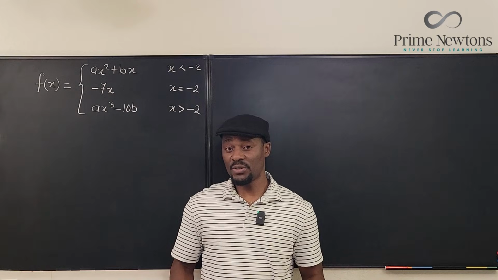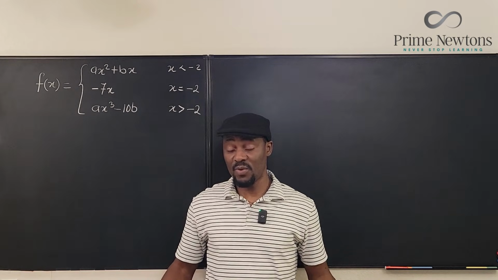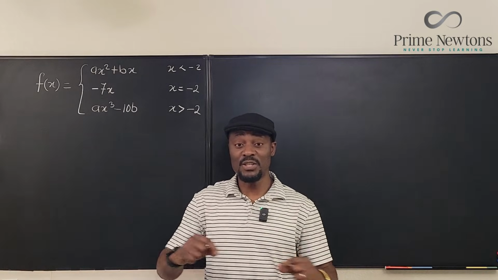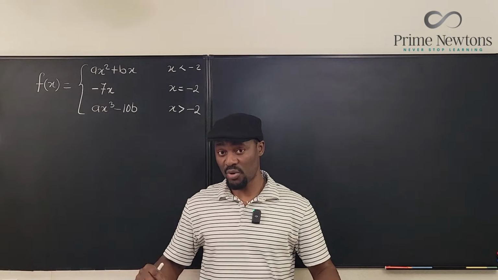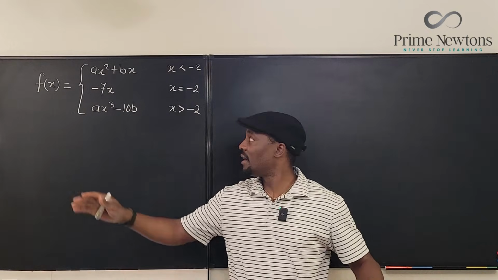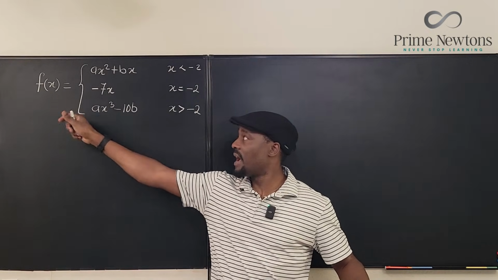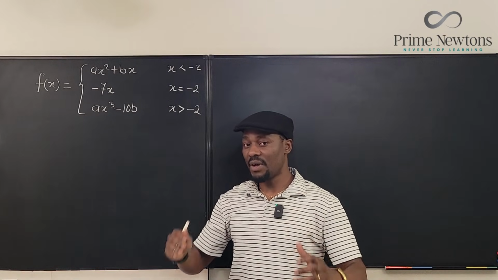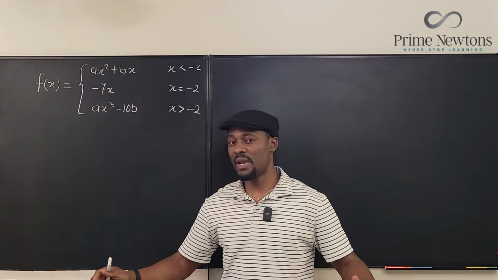If you're taking Calculus 1, you're going to get this question, whether you want it or not. And it has to do with the continuity of a function at a point. This question says, find the values of a and b if the function is continuous everywhere.